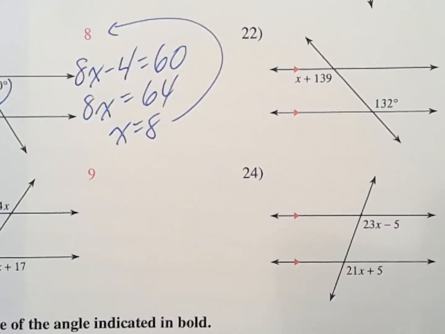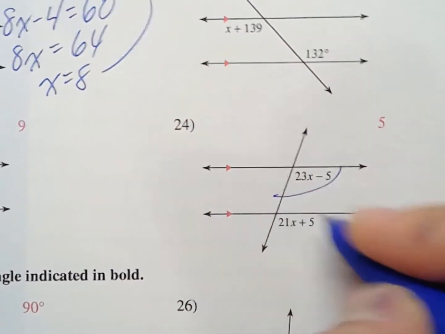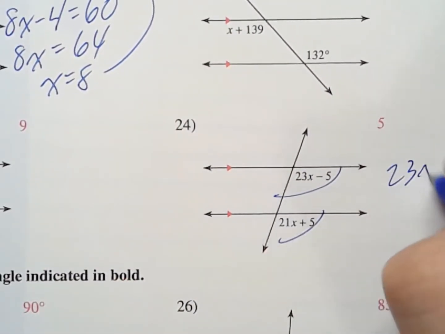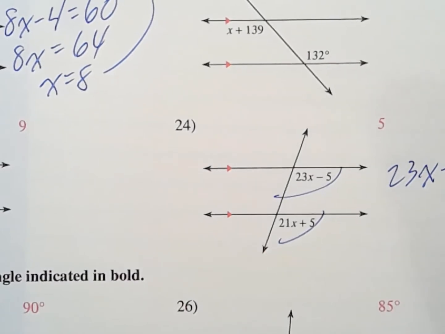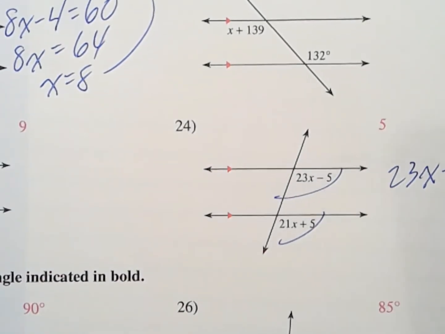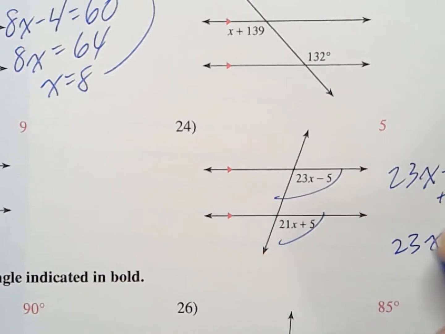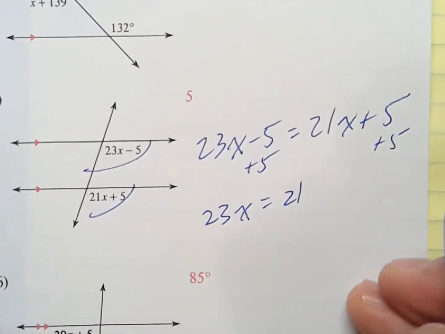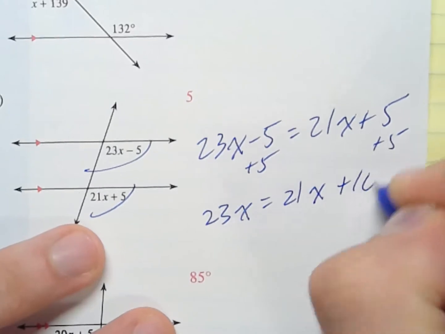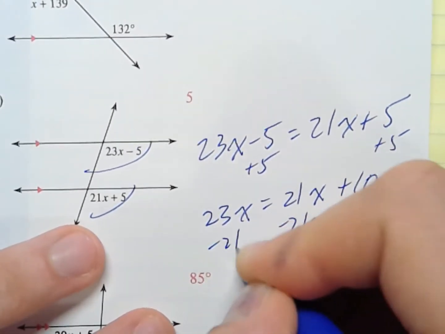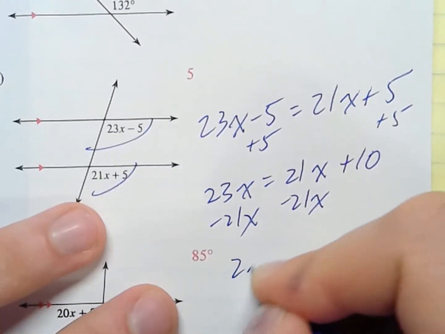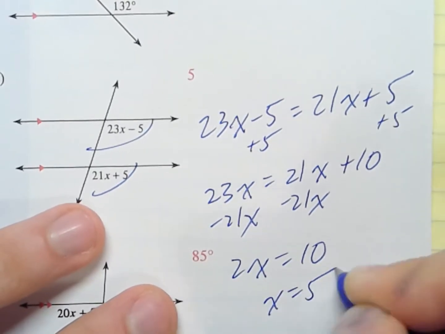All right, so we'll do this one last. These are corresponding, so they have to be the same. So 23x minus 5 equals 21x plus 5. So we'll add 5 and we'll add 5. So 23x equals 21x plus 10. Subtracting 21x, we get 2x equals 10, and so x equals 5, which is exactly what they had up here.